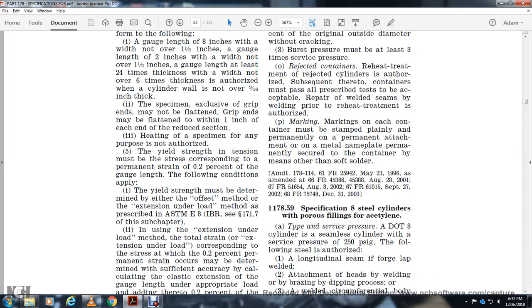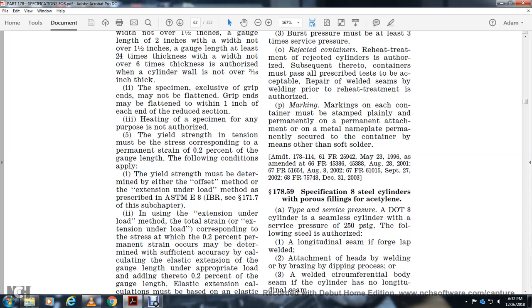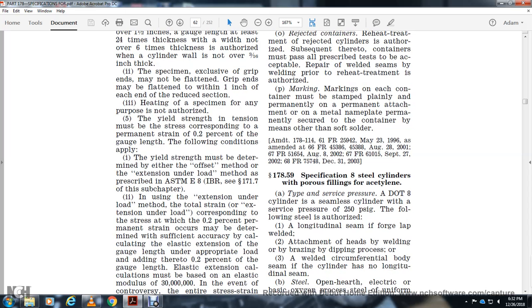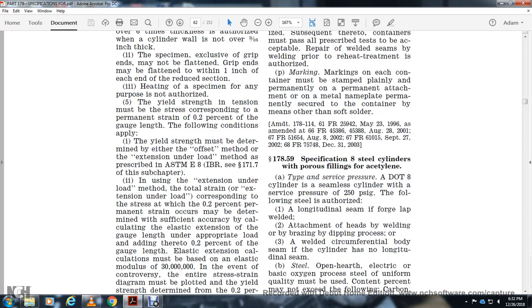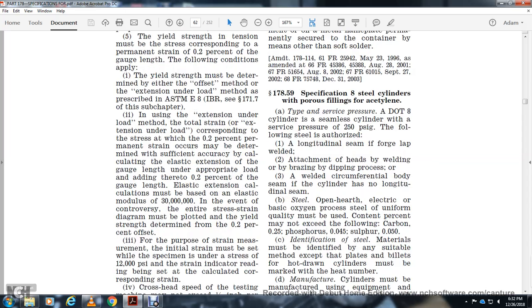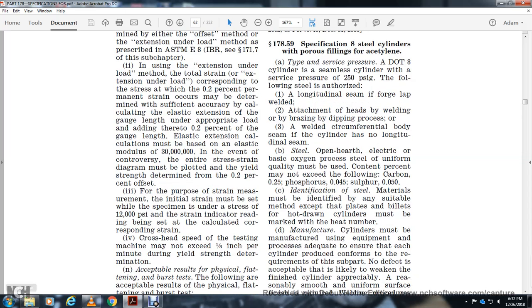The calculation of elastic extension of the gauge length under the appropriate load must use an elastic modulus of 30 million. In the event of controversy, the entire stress-strain diagram must be used to determine the yield strength at 0.2% strain. For the purpose of strain measurement, the initial strain must be set with the specimen under a stress of 1200 psi. The crosshead speed of the testing machine may not exceed 1/8 of an inch per minute during the yield strength determination.